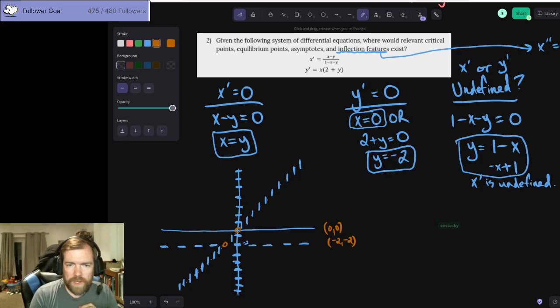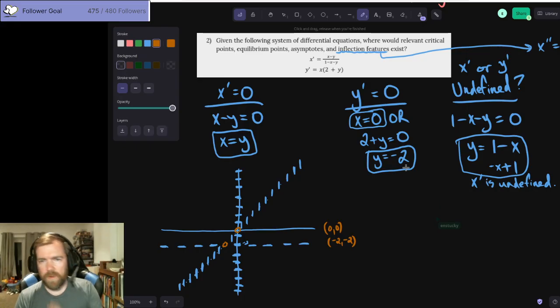And if we have x is equal to 0 and y is equal to -2, we notice that these behaviors are agreeing with each other. It's just a horizontal tangent, so we don't need to worry too much about that. All right. If x prime or y prime are undefined, so we have y equals either 1 minus x or -x plus 1. So what's happening along that line?